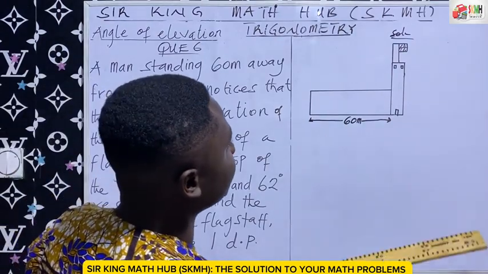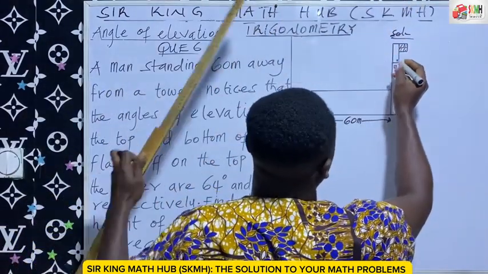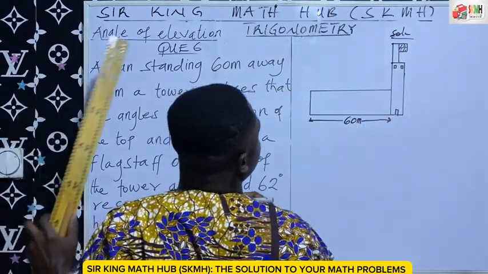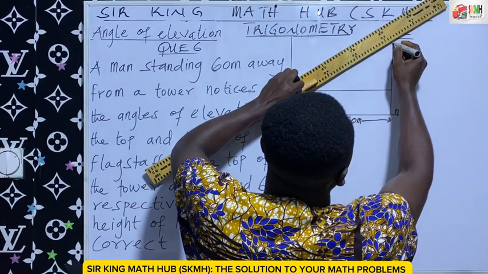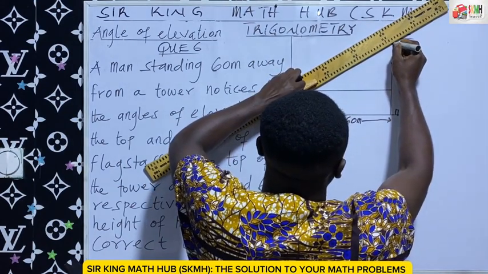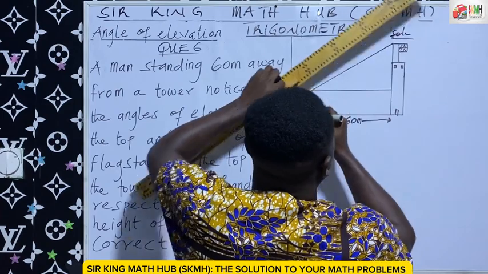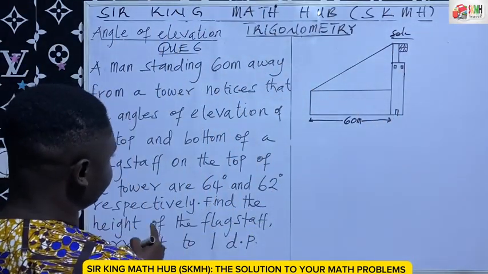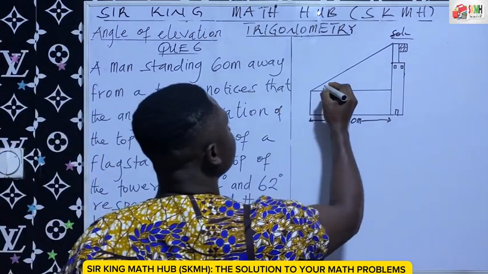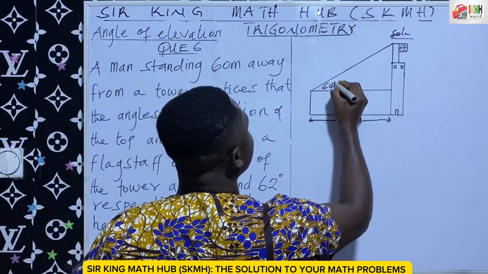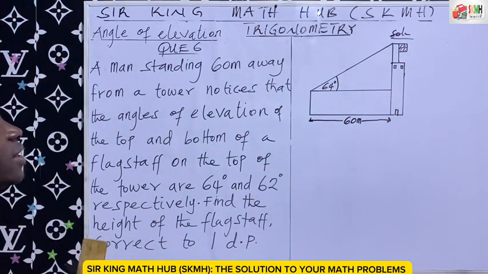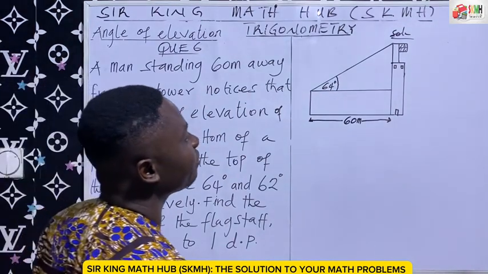So now let's start with the top of the flagstaff. This is the top of the flagstaff. This is the bottom of the flagstaff. First of all, we are given the angle of elevation of the top of the flagstaff as 64 degrees. So this angle here measures 64 degrees. And again, we are also given the angle of elevation of the bottom of the flagstaff.